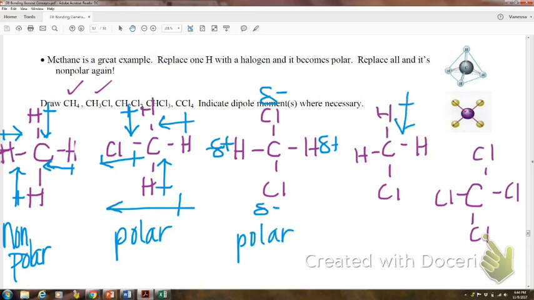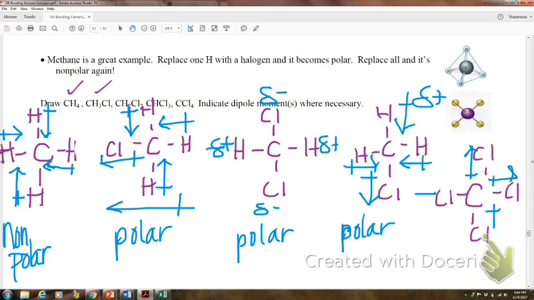Same thing here, draw them, and you see the same thing, and then this one goes this way. So we would have negative down here, slightly positive up here. So this one would be polar. And then when we get to the last one, we've got chlorine all the way around, so our vector arrows are going to be going out, out, out, and out. So this one would be nonpolar. Okay? If you're not finished writing that yet, pause the video and catch up.